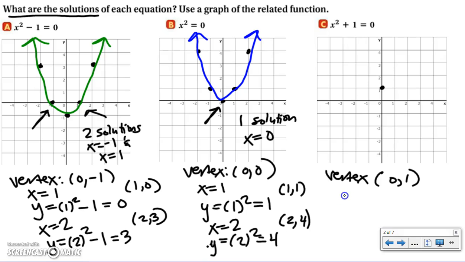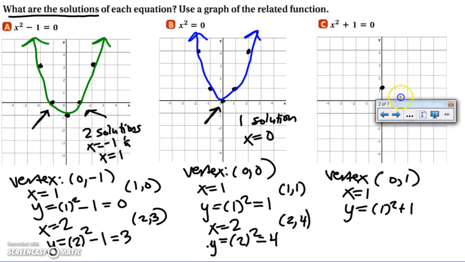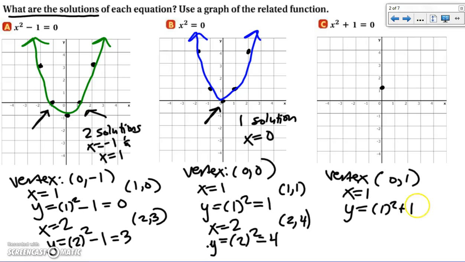Picking the next 2 points, I will plug in when x is 1 into my original up here. So when x is 1, I will be taking 1 squared plus 1. 1 squared is 1 plus 1 is 2. So this point is (1, 2).